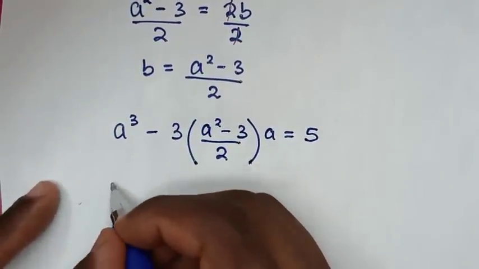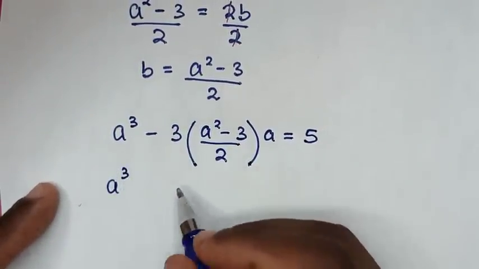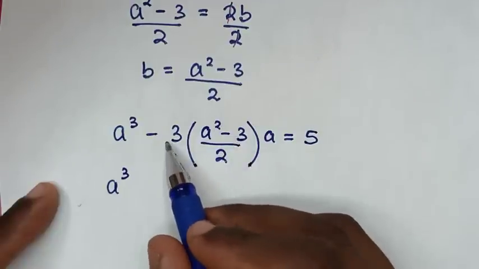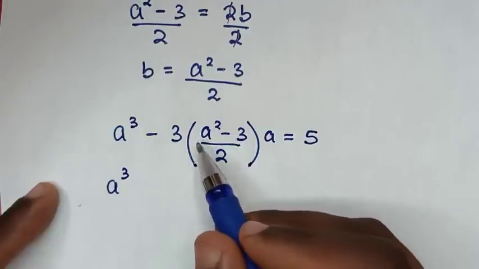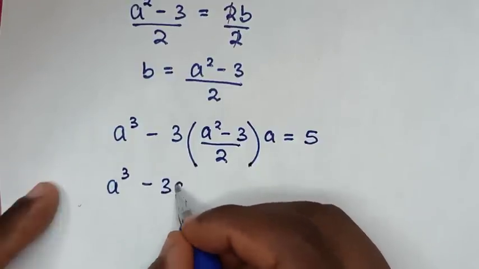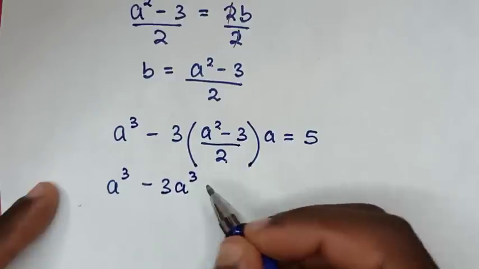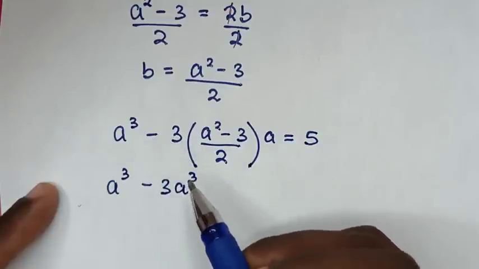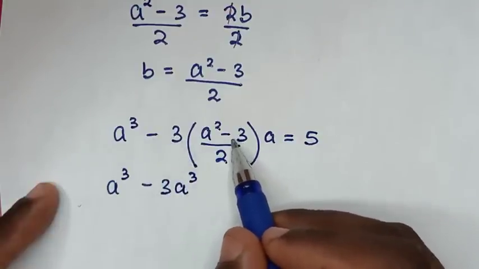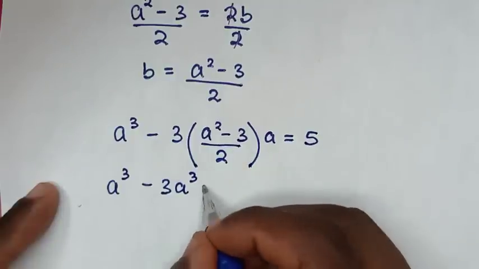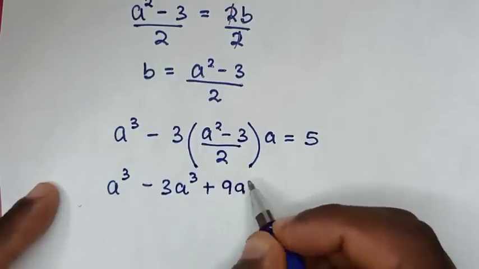Then it will be a power 3. Negative 3 times a square will be negative 3a square, times a, it will be negative 3a power of 3. Then from negative 3 times negative 3, it will be positive 9. Positive 9 times a, it will be positive 9a.